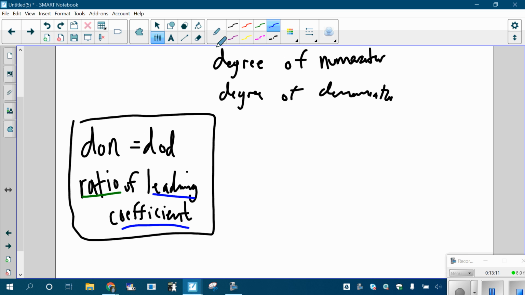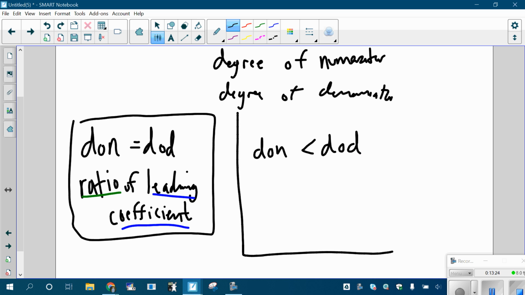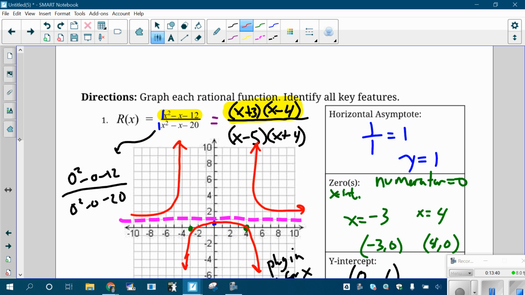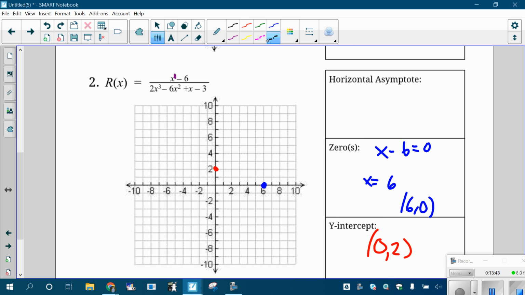So first possibility is degree of the numerator equals degree of the denominator. Second possibility is degree of the numerator is less than degree of the denominator. And that's the situation we have here. The horizontal asymptote here is just y equals 0. It's easy. So your degree of the numerator is too small. Smaller than the bottom is bigger, and you just get 0. So here our horizontal asymptote is going to be at 0.